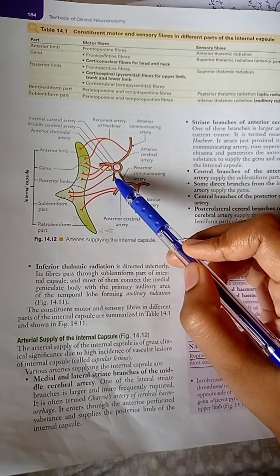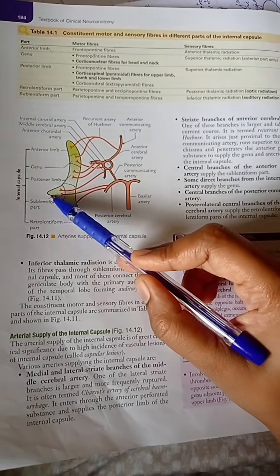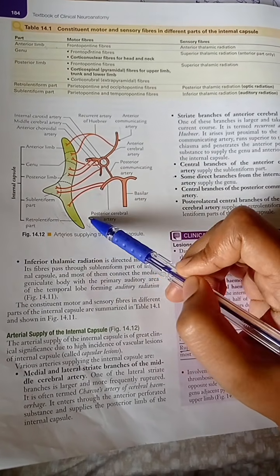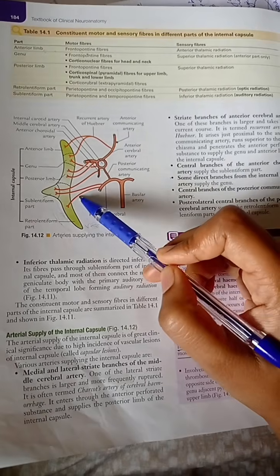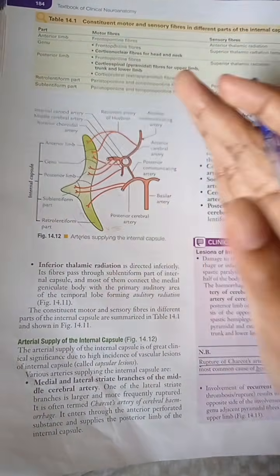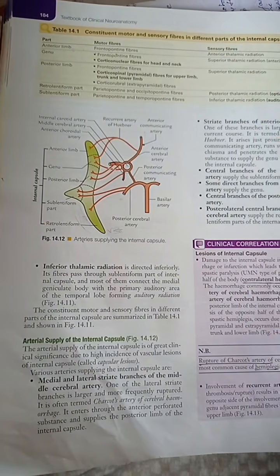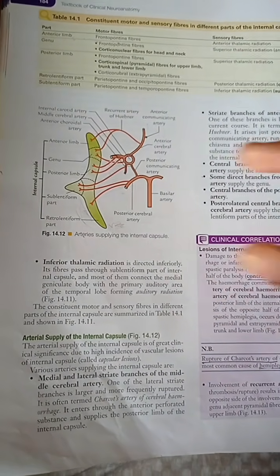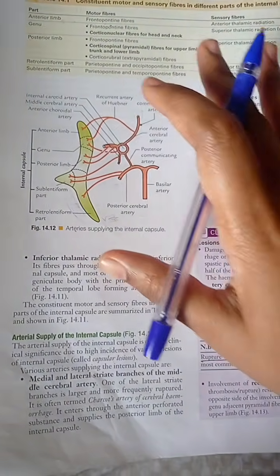And for the sublentiform part, it will be the anterior choroidal and posterior cerebral. And for the retrolentiform part, it will be supplied alone by the posterior cerebral artery. So this way, in these steps, we have to divide the arterial supply and it will be easy to learn and draw. Anyway, we have to draw this figure.